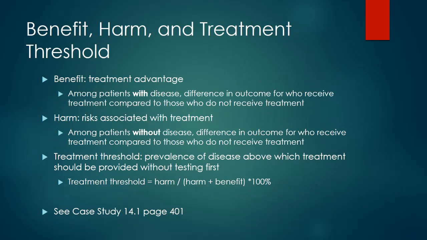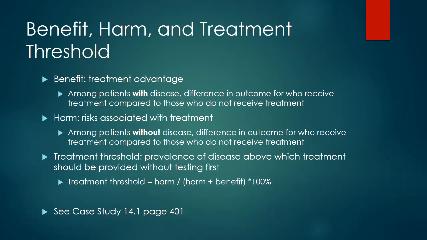We can also calculate the benefit, harm, and treatment threshold in order to make more informed clinical decisions. So the benefit is just the treatment advantage, and we define this as, among patients with disease, what is the difference in the outcome for people who receive the treatment compared to those who don't receive the treatment? And then harms are just risk associated with the treatment. That's among patients without the disease, what is the difference in outcome for people who receive the treatment compared to those who don't? So these benefit and harm estimates can be useful in and of themselves, but maybe even more useful when they're brought together to calculate the treatment threshold.